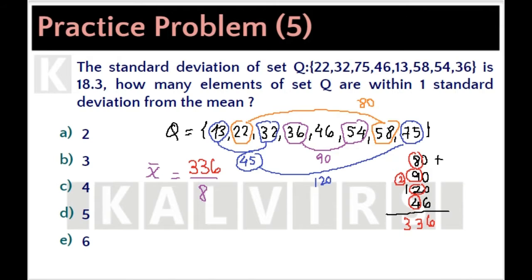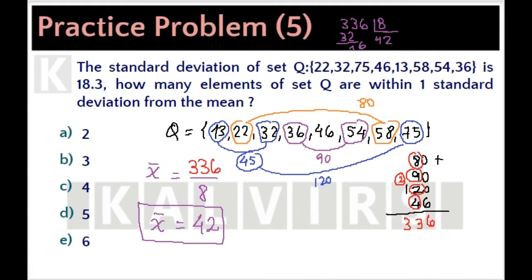So the average of these 8 numbers is 336 over 8. And you can do the following: 4, 32, 1, 16, 2. 42. 42 is the average of set Q. Now, how many elements of set Q are within one standard deviation from the mean?